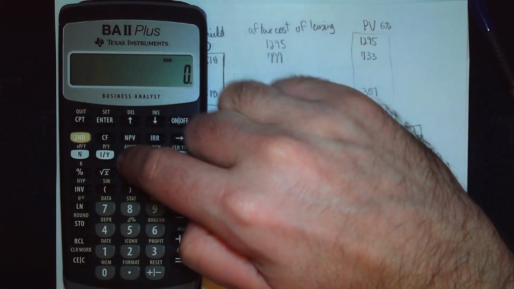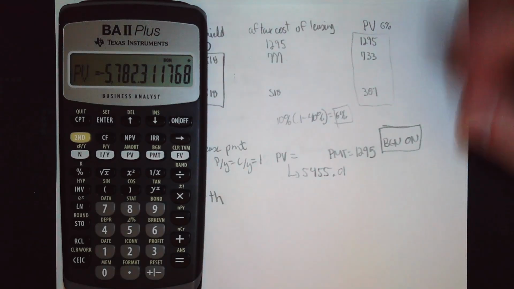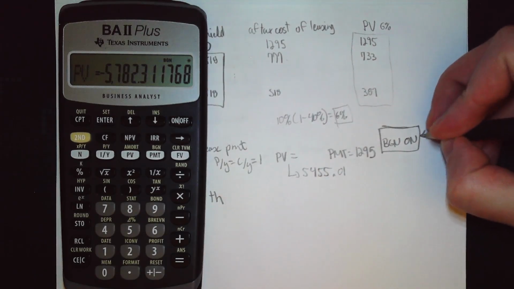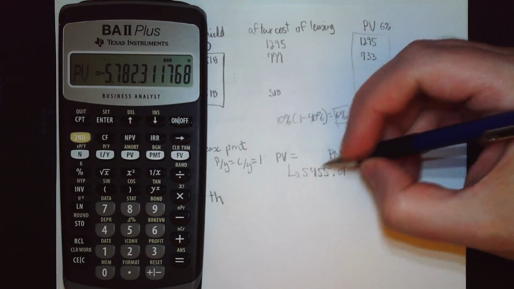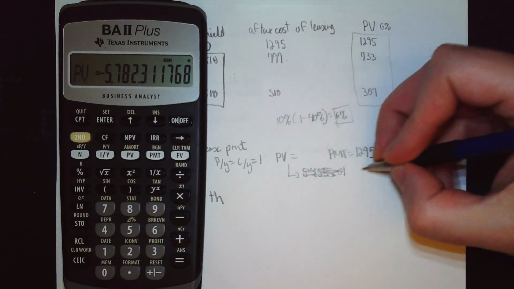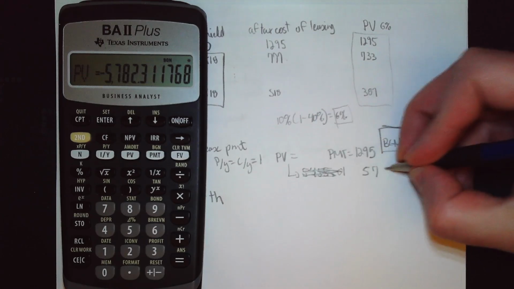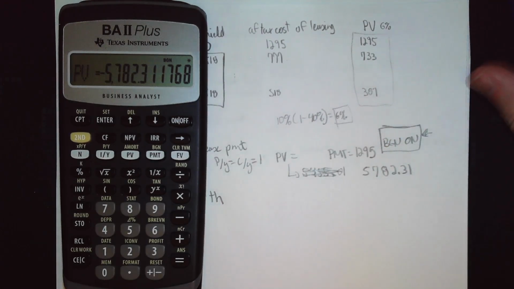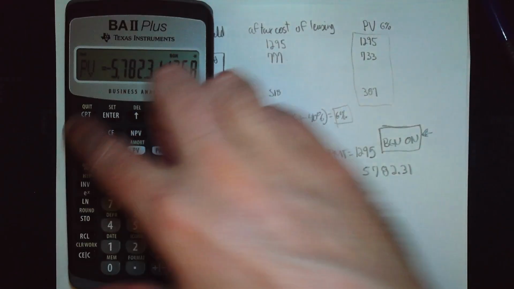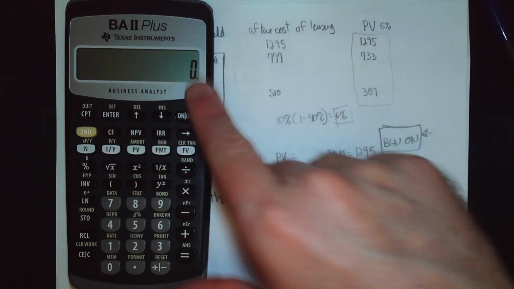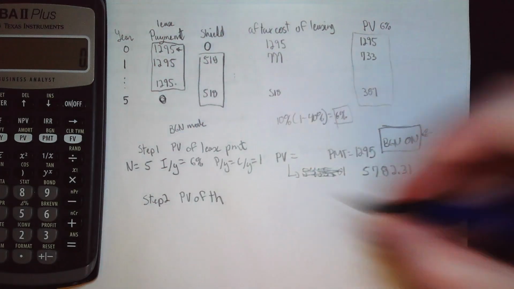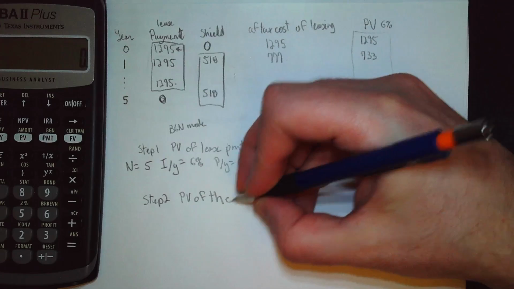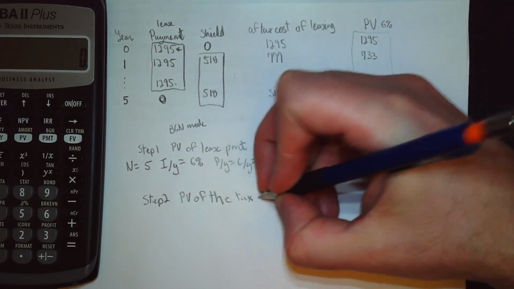And when I was a student, that was my most common mistake on an exam. I would write use BGN mode on my exam, and then I would forget to put it on. So don't forget to do that. Actually use your beginning mode, right? 5,782.31. Okay. Thanks for everyone who was yelling at the camera. That helped me avoid a mistake. Okay, step 2 is the PV of the tax shield.